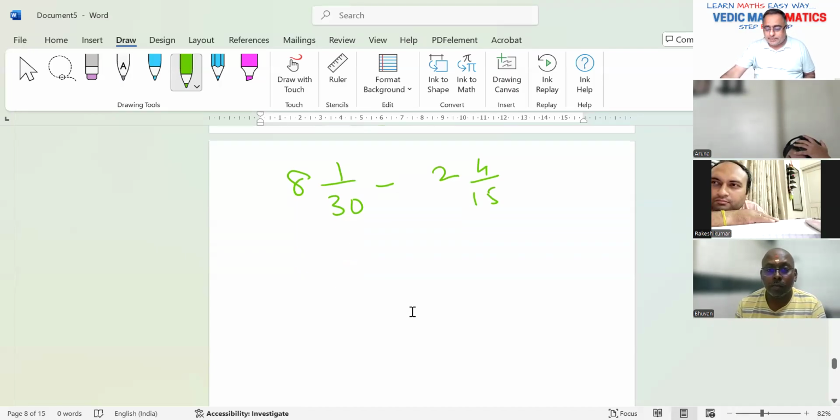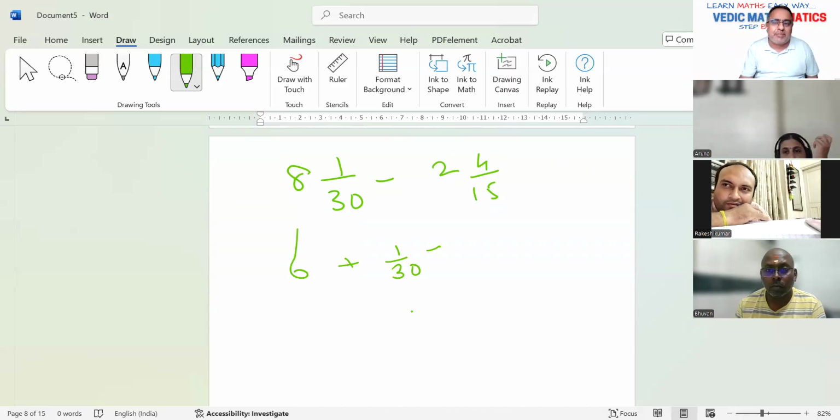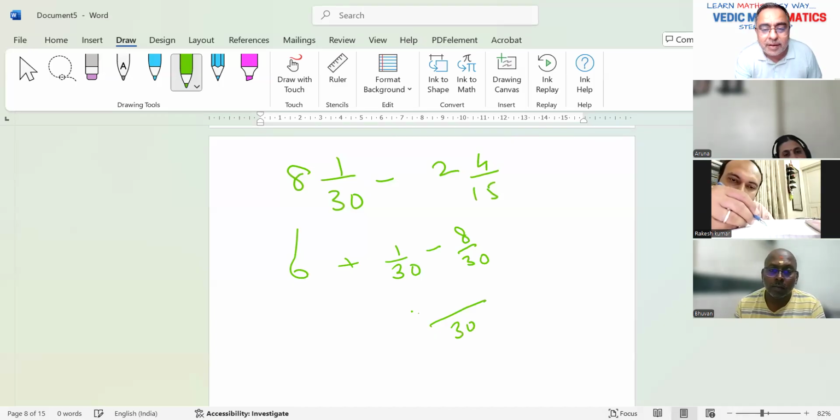Okay. See, 8 minus 2 is 6. Can I write here? Now, this problem you will face a number of times. 8/30. Up till here, any doubt? No, sir. Now, remember this, why I am doing it by this method, because this is where 90% of the time in subtraction you will be trapped. Correct?